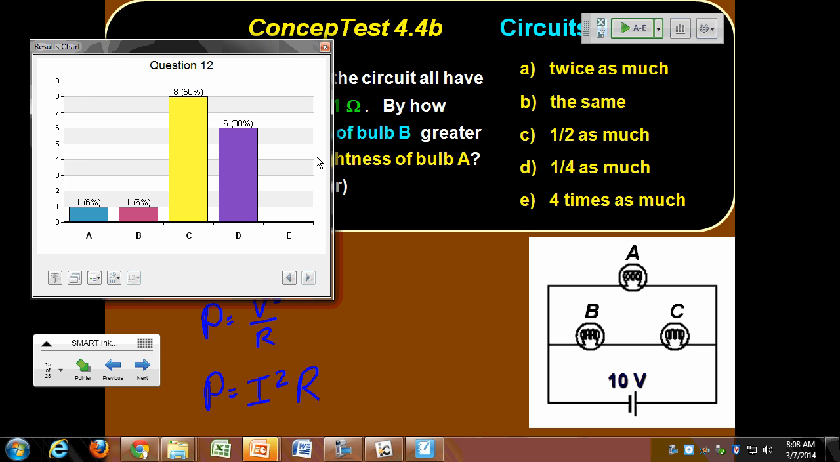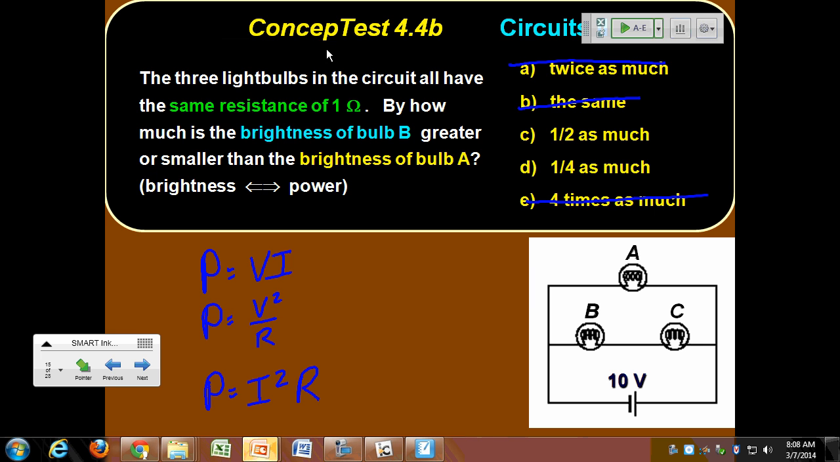Okay, well, it is either C or D, right? Because we know that bulb B has to be dimmer. So it gets rid of A, B, and E, right? So it's either C or D. Now notice here that the voltages here are half. So here I have 5 volts, but up here I have 10 volts for reasons that we've shown before. That bulb B and C are splitting that 10 volts of potential off the battery.